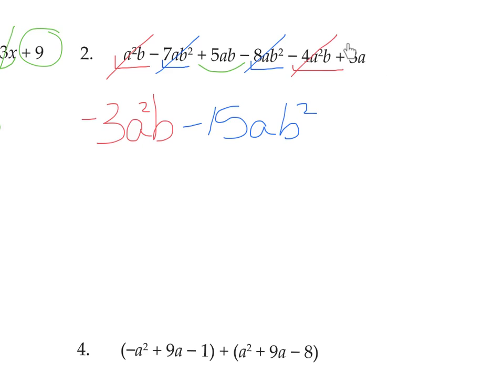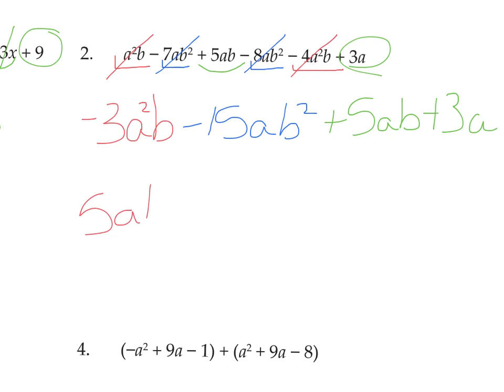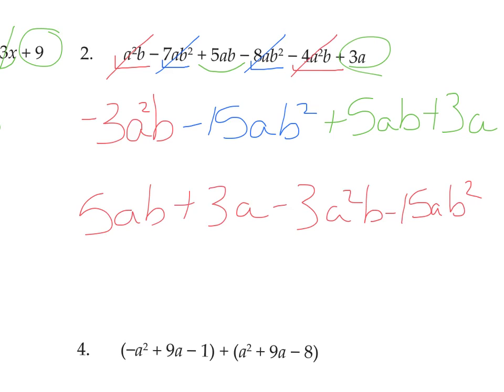and I have this 3a, but 3a and ab are not like terms. So this one's going to go next. And then the plus 3a at the end. Now, I don't want you guys to stress out about what order you have them in, because when you have more than one variable, it really isn't going to matter what order you write these terms in. So if you decided to start with the ab's first, and you wrote 5ab, and then you wrote plus 3a minus 3a squared b minus 15ab squared, these are the same exact terms that you have up here.